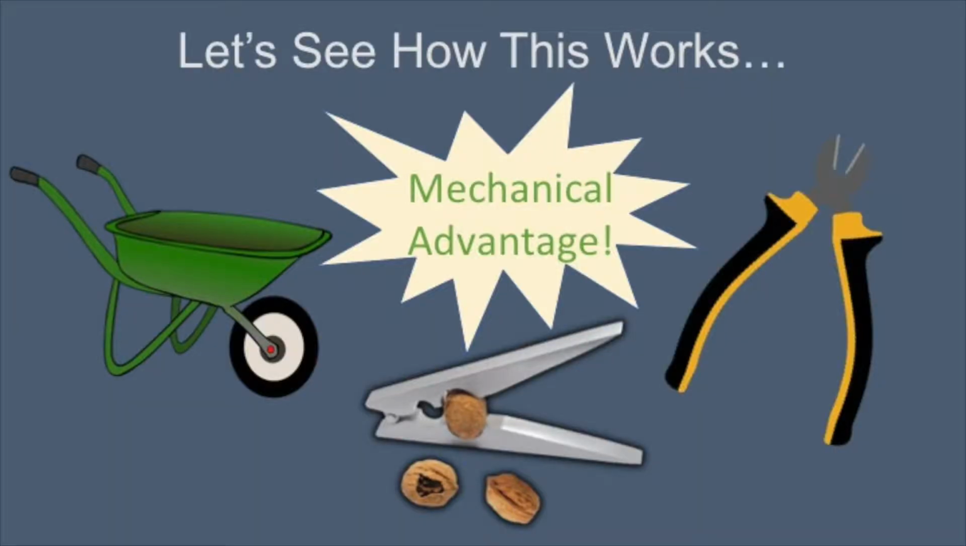Okay, so let's see how all of this works. It's all because of what's called a mechanical advantage. This means that the mechanism we are using to do the job requires less energy and muscle from the person to accomplish something. You have been using mechanical advantages all the time and may not even know it. Some examples are the wheelbarrow, pliers, nutcrackers, and bottle openers.